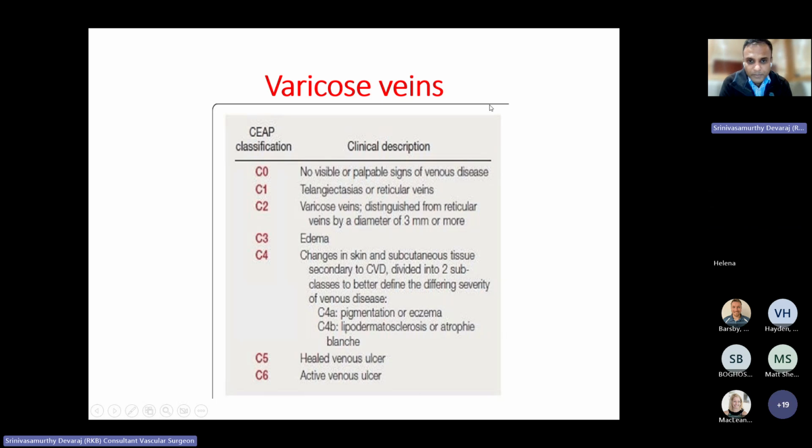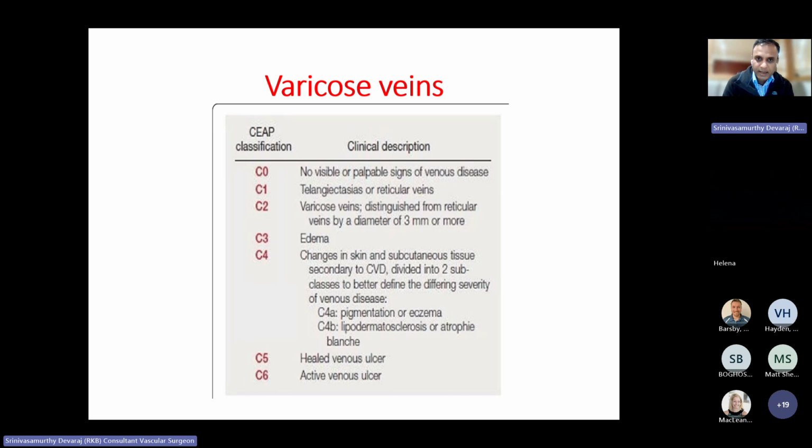Okay, so we'll carry on with varicose veins. Again, varicose veins are a very common problem that we see. This is the classification that we use. It's a scientific classification. It's different from the CCG classification that is used for commissioning purposes.